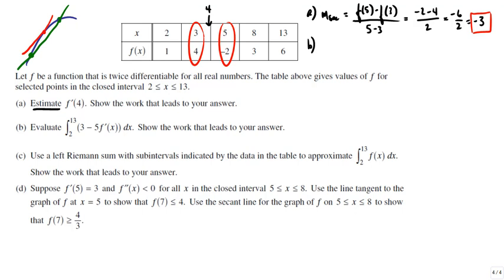With part B, we want to evaluate this function. It says integral from 2 to 13 of 3 minus 5 times f prime of x dx. And to do this, we're going to use our properties of integrals, which is to break this down.